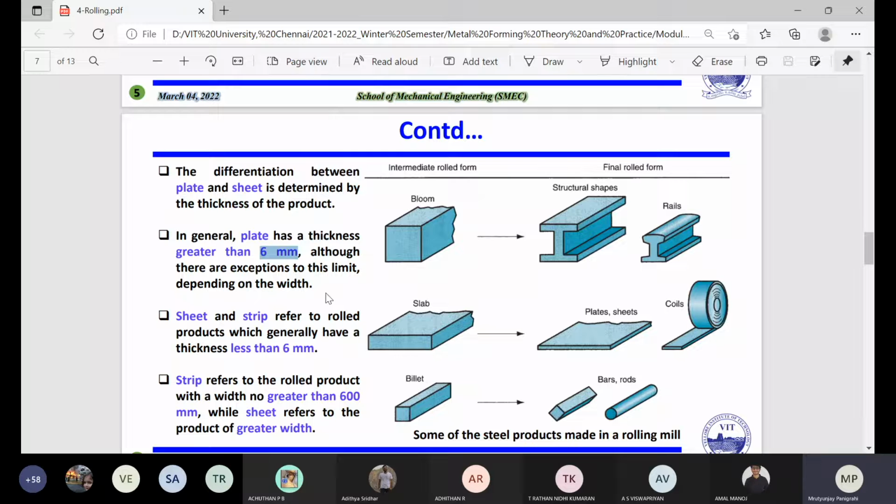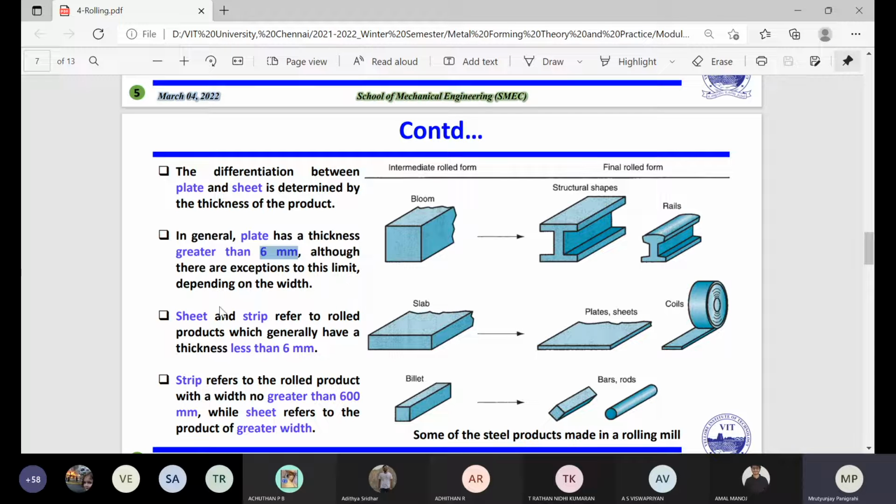Of course, in the beginning you have to remember many things, but the moment you work in a company, every day you will see the same thing, so you will remember automatically. When you see it, you can tell this is a plate or this is a sheet. In general, the plate has a thickness greater than 6 mm, although there are exceptions to this limit. Sometimes you have an error of plus or minus 1 or maybe plus or minus 2.